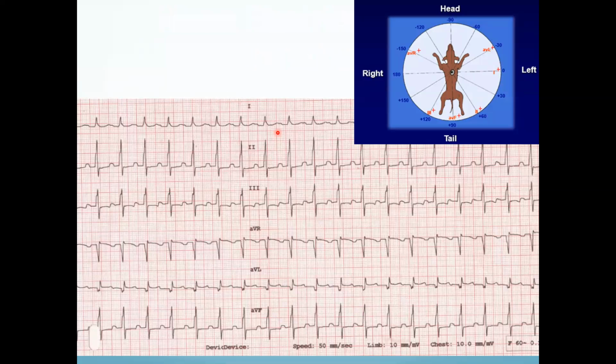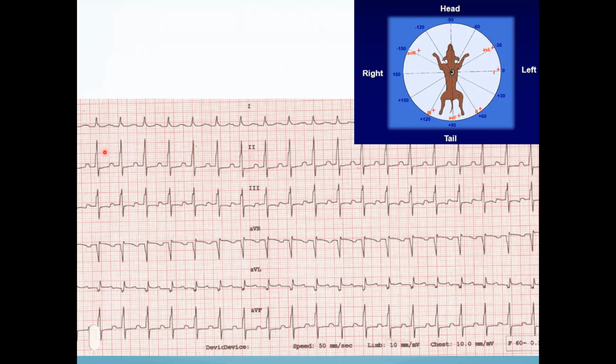So here's just an example of that. This is a dog who had a bit of a left bundle branch block. We've got our P waves here, we've got our QRS complexes, and we're not seeing T waves very well in this dog. They're kind of getting summated with the P waves.